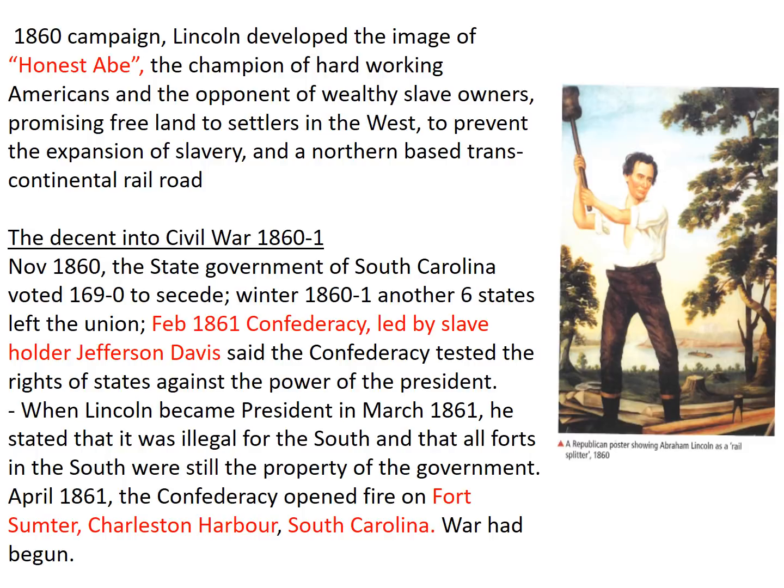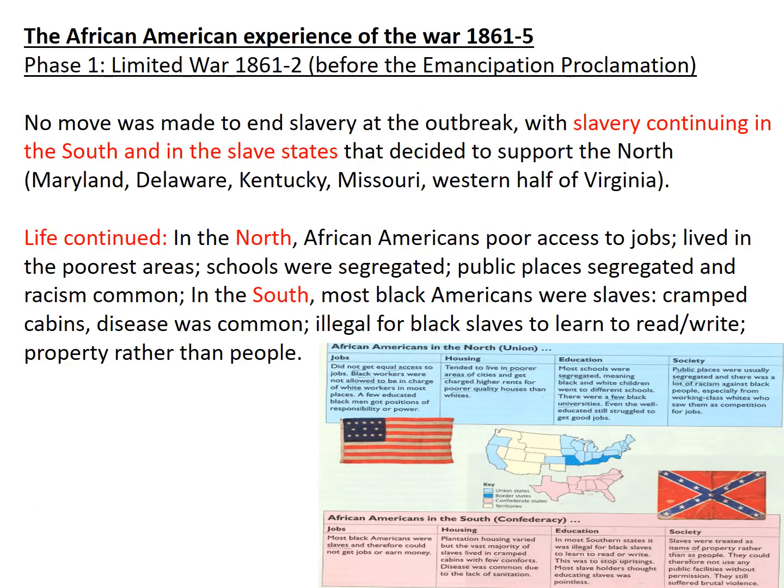Lincoln becomes president in 1861. He states that it's illegal for the South to secede and that all forts are federal property. And then we get the first shots of the Civil War when the Confederacy opened fire on Fort Sumter, Charleston Harbor, South Carolina, and war has begun. So the president's restored the equilibrium, but that equilibrium is really now being tested. We've got a level Civil War. That's where we've got to. It's so tight, so even is the match between the two.